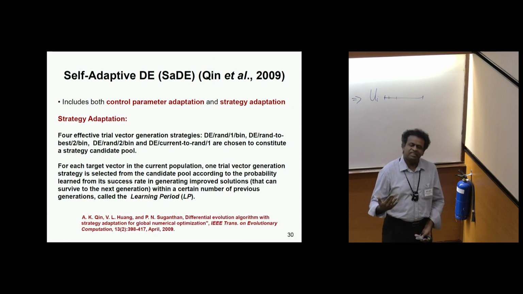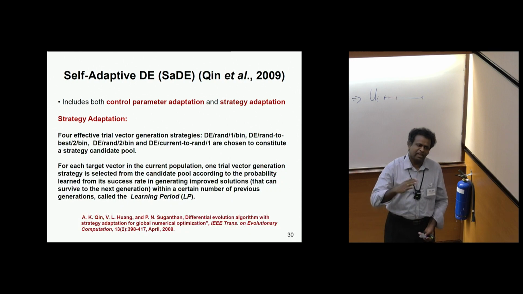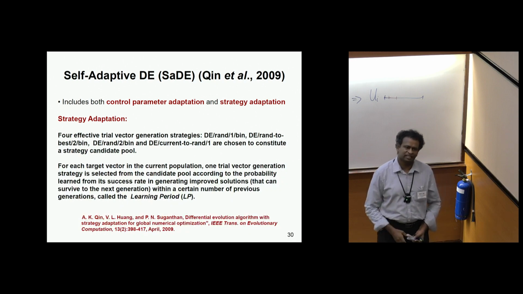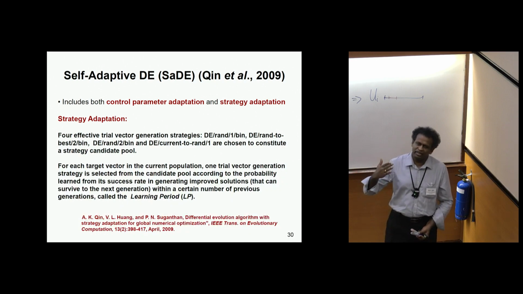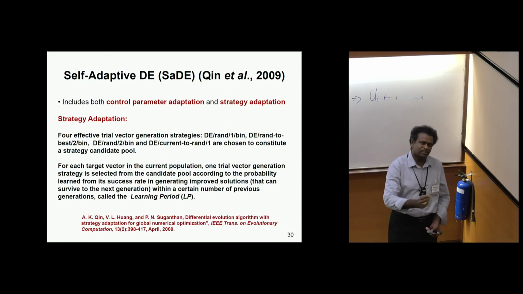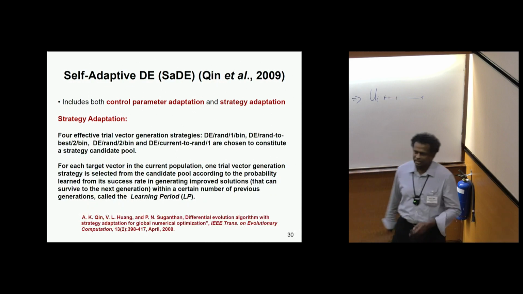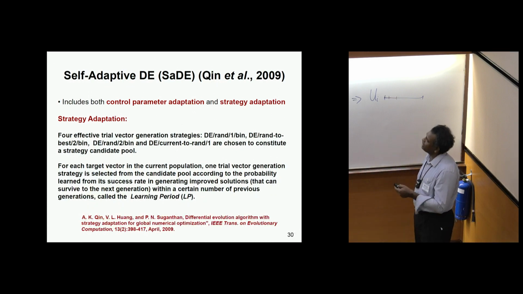So once you have the success rate, going forward, your selection can now be proportional to the success rate. So if a mutation operator is frequently successful, in the future generations, you can use it more frequently to generate better solutions. So that is the adaptation method we introduced here.